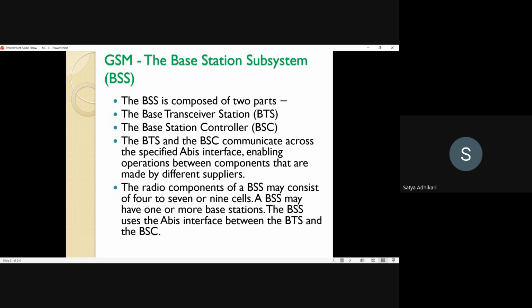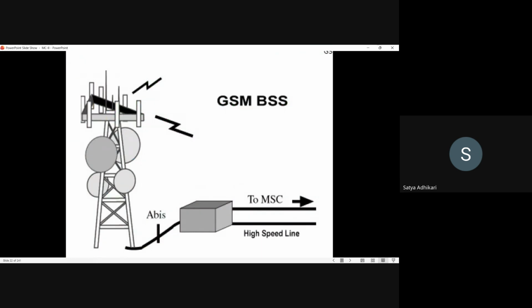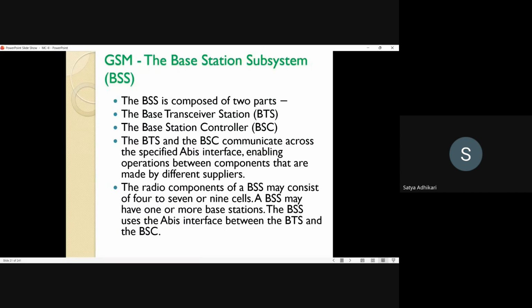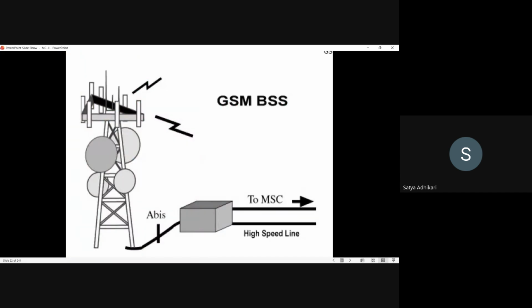So this is also required in the architecture of the second part of the GSM network. You see, this is your GSM BSS, base station subsystem, and there is a base connection. You see, there are two.